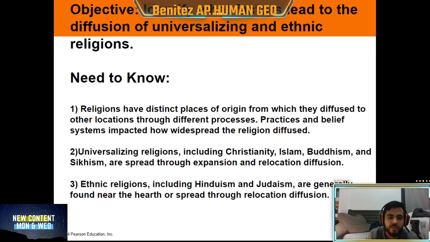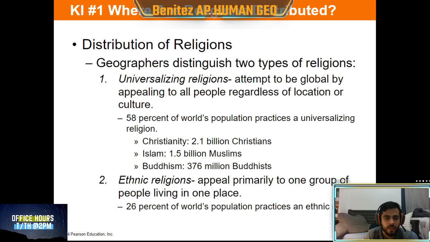Here's the objective. We just need to figure out what led to the diffusion of universal and ethnic religions. So we need to figure out how religions have spread, and we're going to be focusing on 5. Make sure you pause the video so you can read the need to know. When geographers talk about religions, they talk about 2 types: universal religions and ethnic religions.